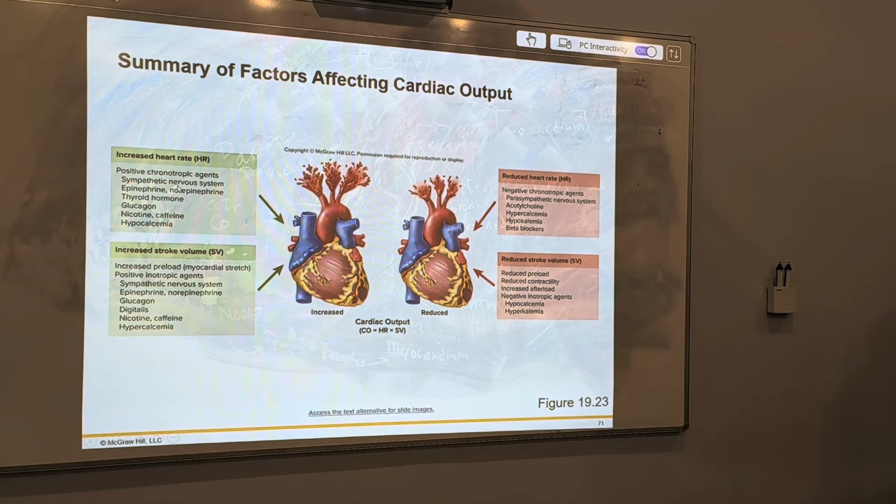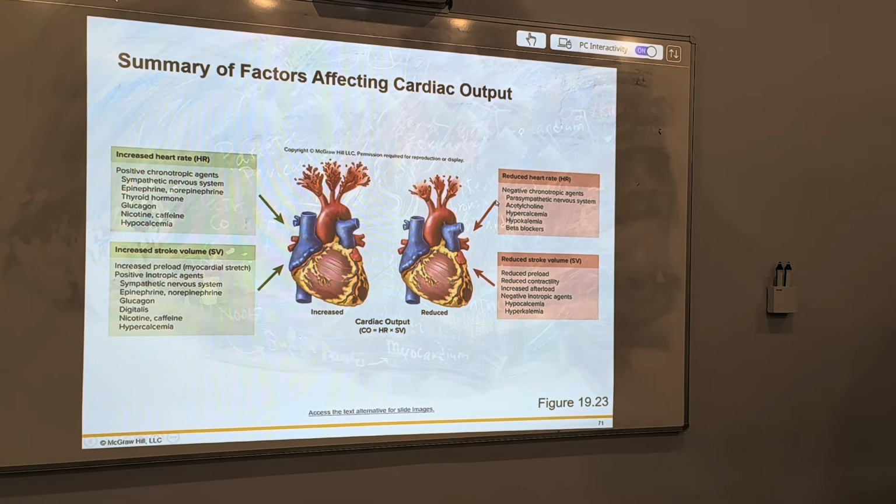Now, those are factors that increase the heart rate, like sympathetic nervous system, epinephrine, thyroid hormone, glucagon, nicotine, caffeine, or hypocalcemia. Because remember we said the calcium is important for the plateau phase in the action potential. So if there's no calcium, there's not going to be enough time to fill. So there will be a very increased heart rate. Increased preload is going to increase the stroke volume.